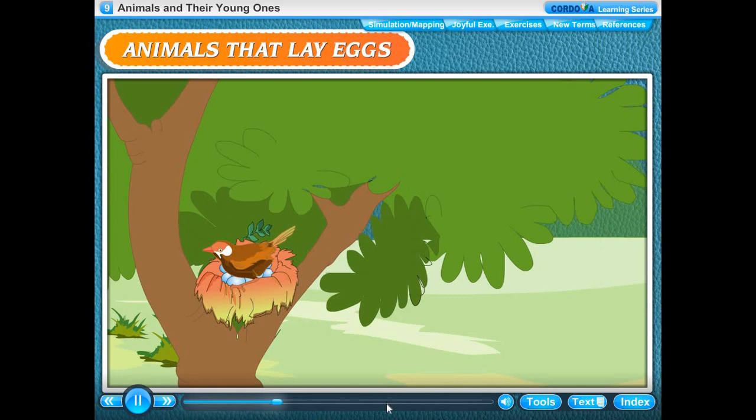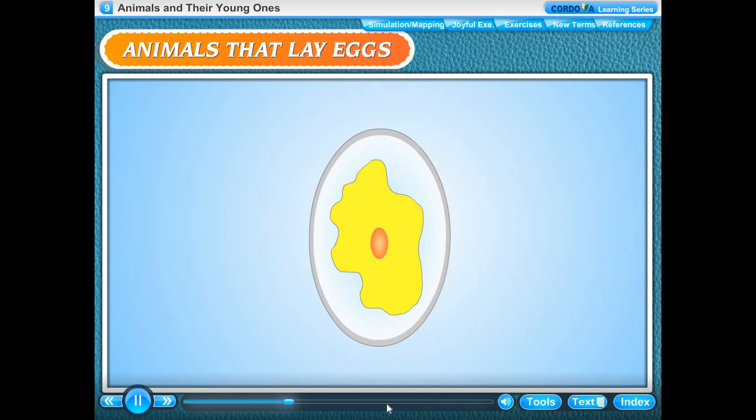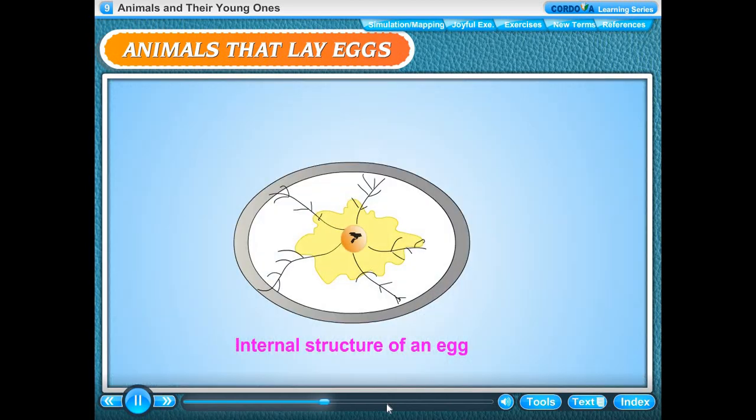Each egg has a hard, protective outer shell. Inside the shell, there is a clear, sticky liquid called albumin, also called egg white. Inside it, there is a yellow liquid called yolk. Internal structure of an egg: shell, embryo, yolk, albumin. Inside the yolk, there is a growing chick called embryo.